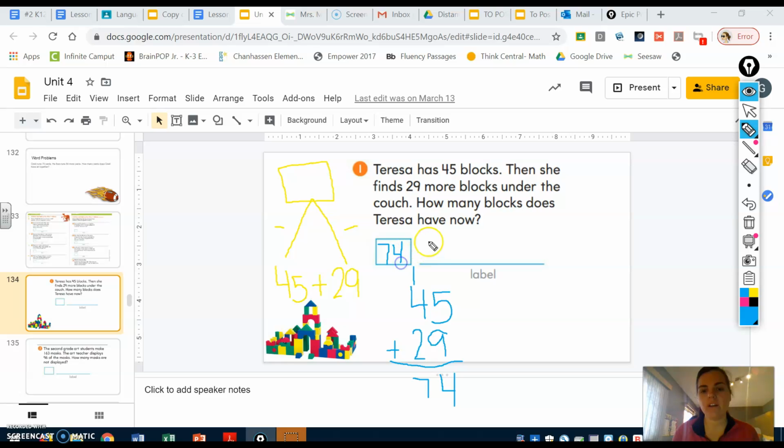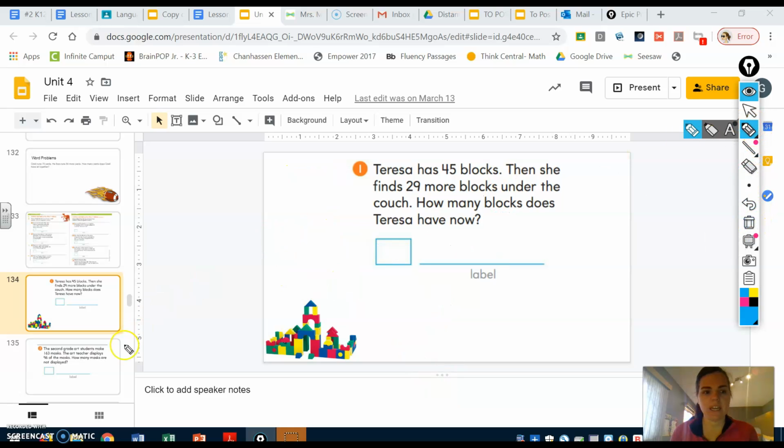So I get 74 blocks. And I should be spelling blocks correctly because, all right, it's kind of hard to write with this, because it is written multiple times in my story problem.